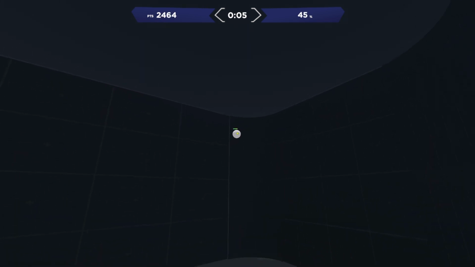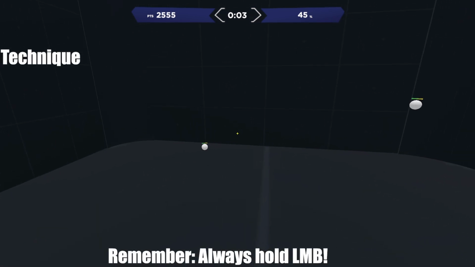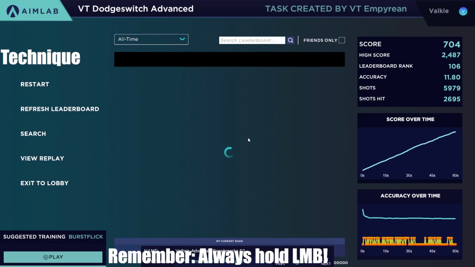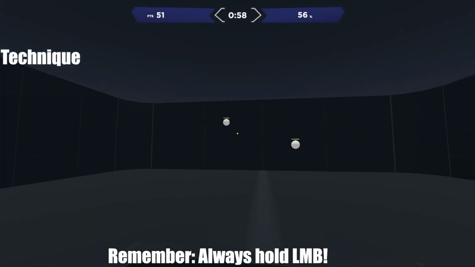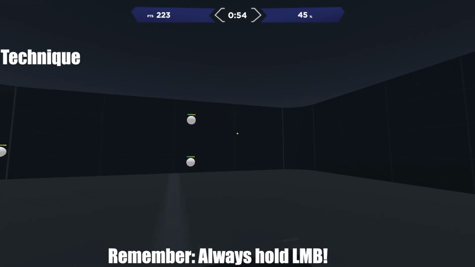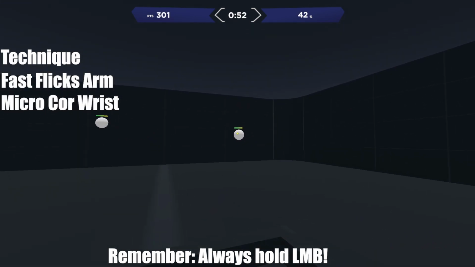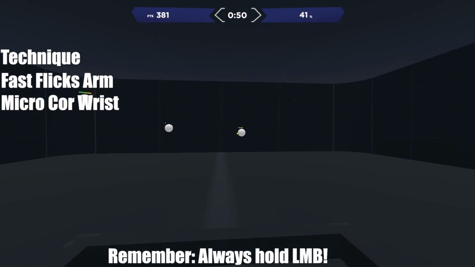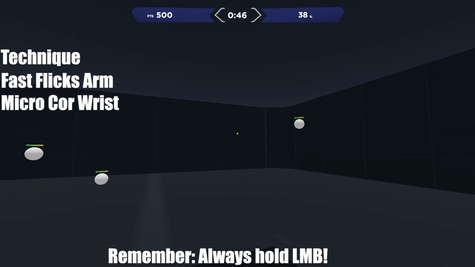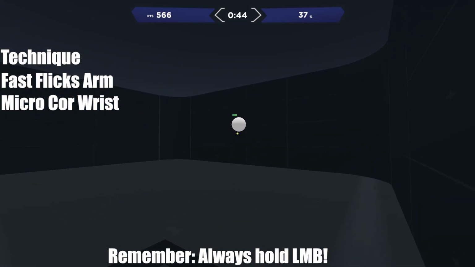So let's talk about technique. A lot of the technique that I personally use for evasive target switching is also the technique I use for speed target switching, with a little nuance or difference here and there. First of all, I do fast flicks with my arm or my wrist depending on the distance of the bot, and I micro correct with my wrist or even the fingertips sometimes.